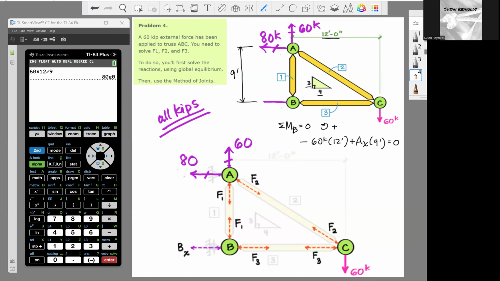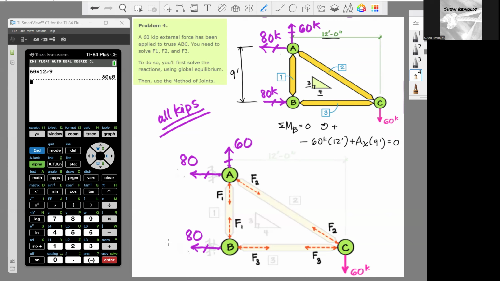Okay, going back to global equilibrium up top, I need to balance out that 80 kips. So leftward at A means rightward at B, and so I've got 80 kips down here as well. That shows up as my BX in the diagram down below. Now that I've got my reactions, I can move into the method of joints.